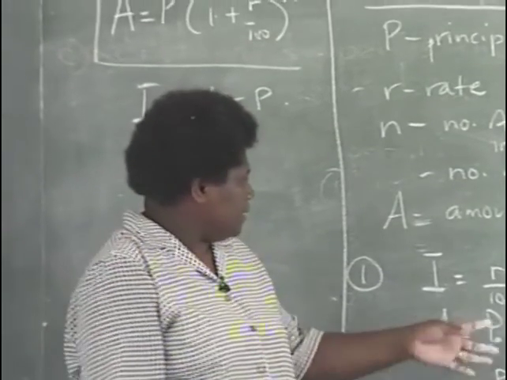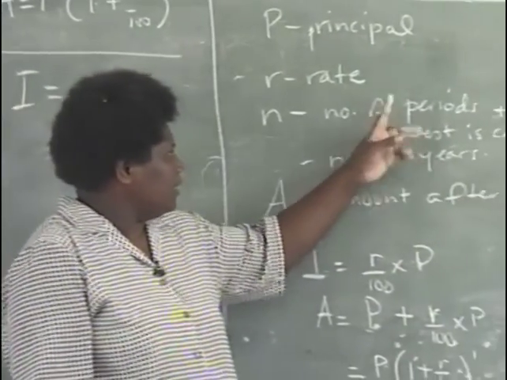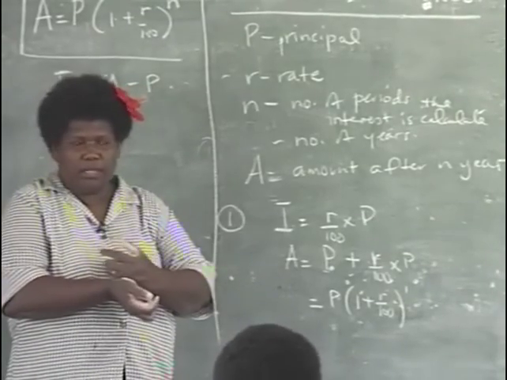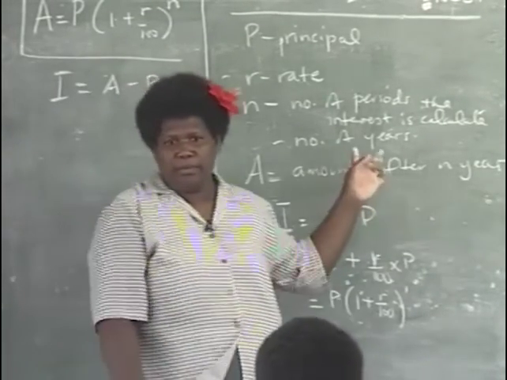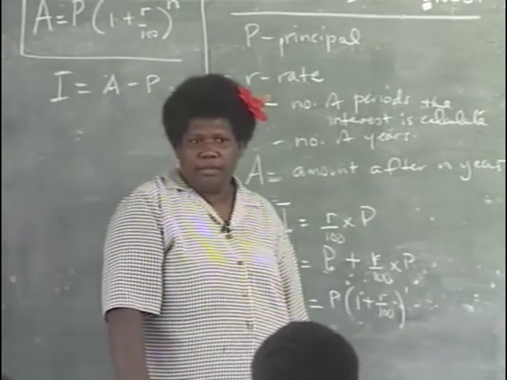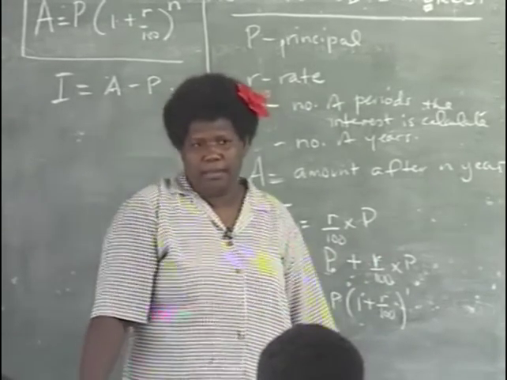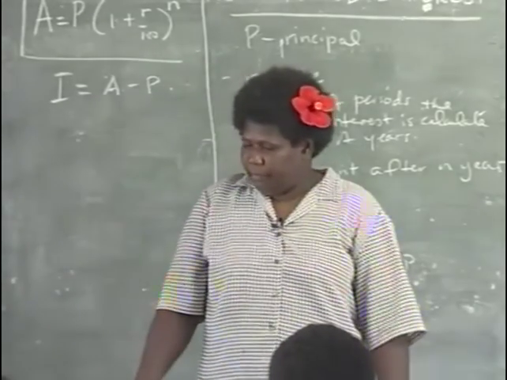Okay, note n doesn't represent only the number of years, it represents the number of times the interest is calculated. So if it's calculated every 6 months, then n will be 2 for 1 year. If it's calculated every quarter, then n will be 4 for 1 year.